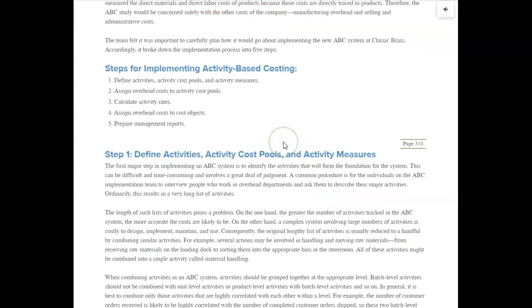Here are steps that we're going to use to implement activity-based costing. We have to define activities, the cost pools, and activity measures. Then assign the overhead cost to the cost pools. Calculate the activity rates. These are sort of similar to our previous predetermined manufacturing overhead rates, but not exact, but you'll see some similarity. We're going to assign the overhead cost to the cost objects and then prepare management reports. So let's go through these 5 steps.